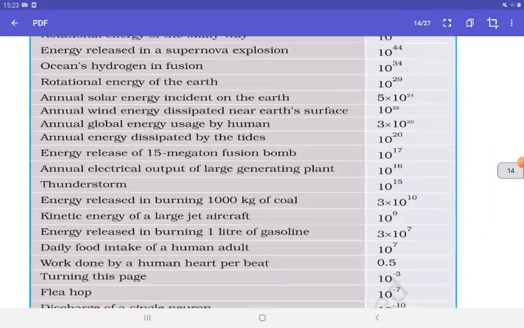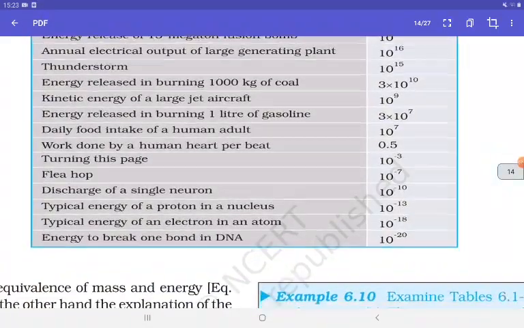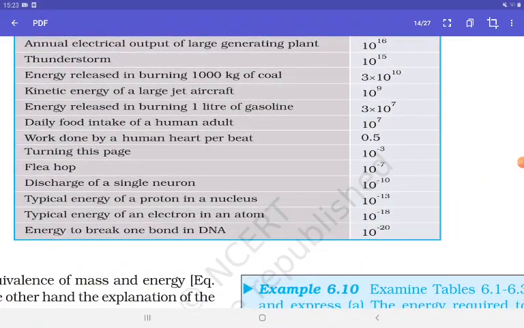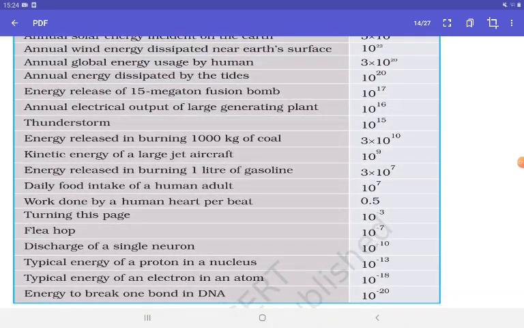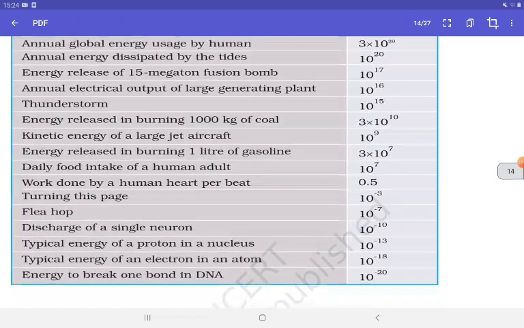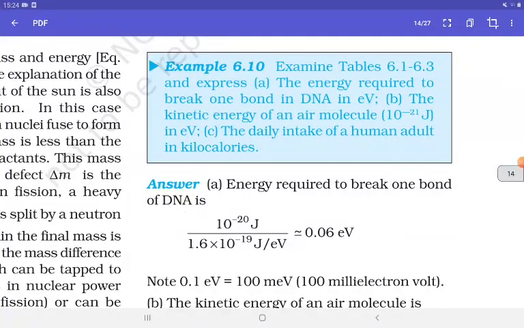Thunderstorm, 10 raised to 15. The energy required to break one bond in DNA, 10 raised to minus 20. Discharge of a single neuron, 10 raised to minus 10. Typical energy of a proton in a nucleus, 10 raised to minus 13. So every subject or every particular value has some value of its energy in joules.